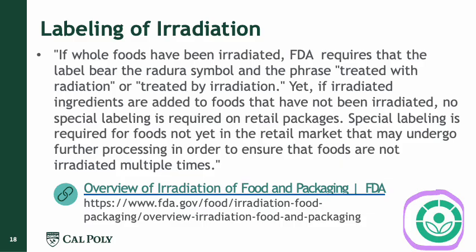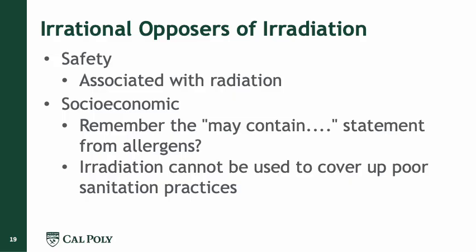And then you can see this link about an overview of irradiation of food and packaging. As I mentioned before, most of the foods that are processed as wholesale and have been irradiated should have this symbol, but there's still some work that has to be done. Special labeling is required for foods that are not yet in the retail market and may undergo further processing, to ensure that the foods are not irradiated multiple times. That's what we don't want, foods to be irradiated more than one time.